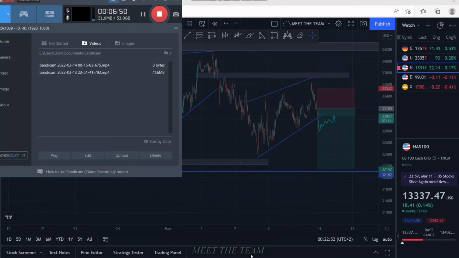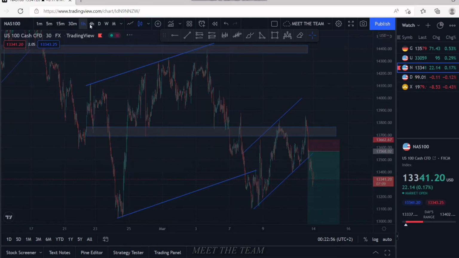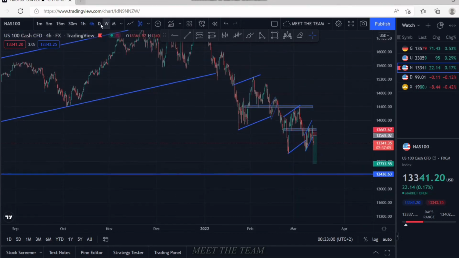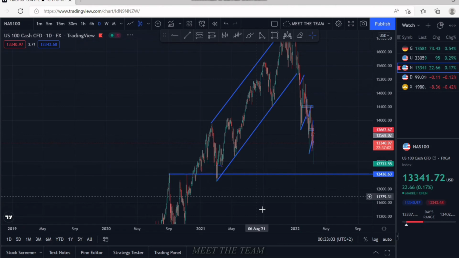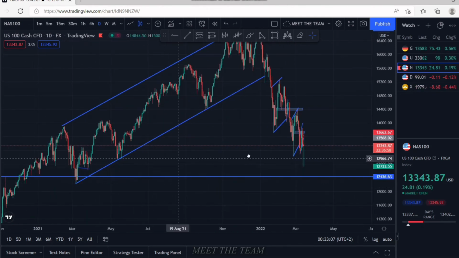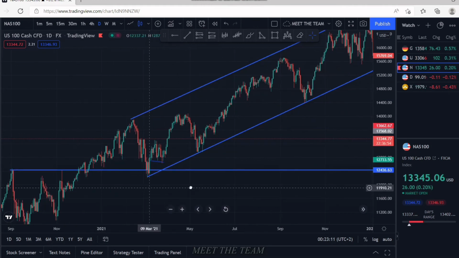1 hour NASDAQ. Similar thing with US30. Check this out, guys. This is my high. Look what happened last year. This is my high. The market broke the structure before the market pushed to an upside.